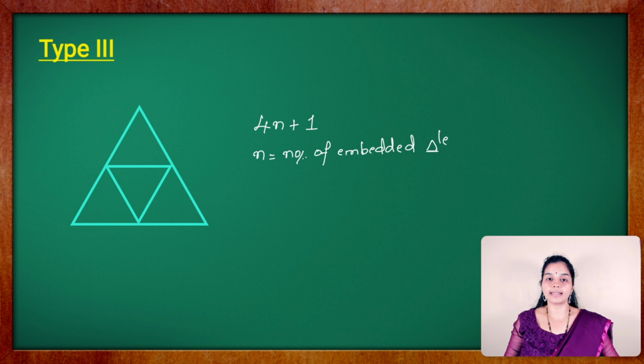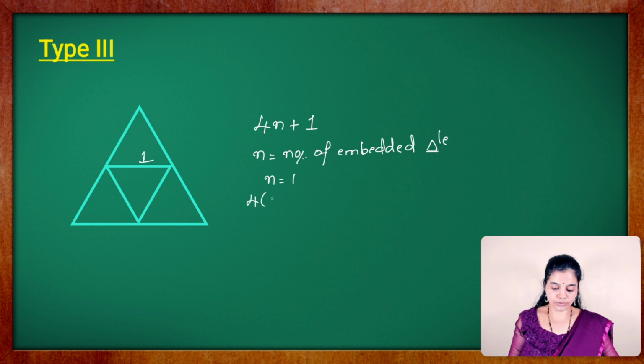We are going to count it, and then we are considering it as n, and we will be using the formula 4n plus 1. So here you can see one triangle is given. Inside that we have another triangle that is embedded. So here the value of n is 1.